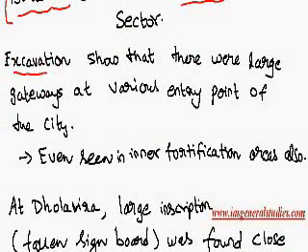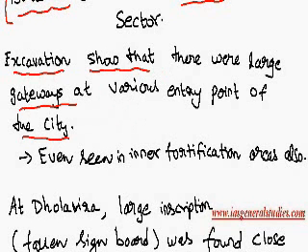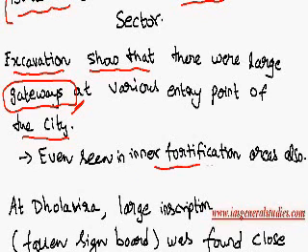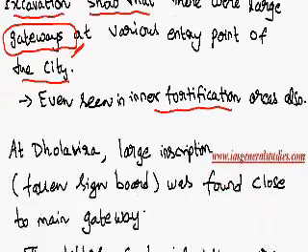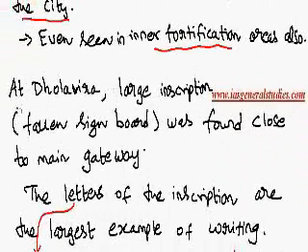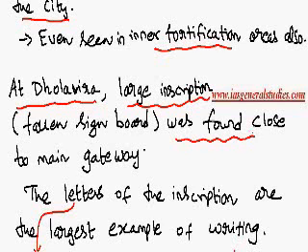Now, the excavations also show that there were large gateways at various entry points of the city. It is very planned, highly planned. We can see the large gateways at the entry points of the city, and even in inner fortification areas. And one more important thing, at Dholavira, a large inscription was found close to the main gateway.